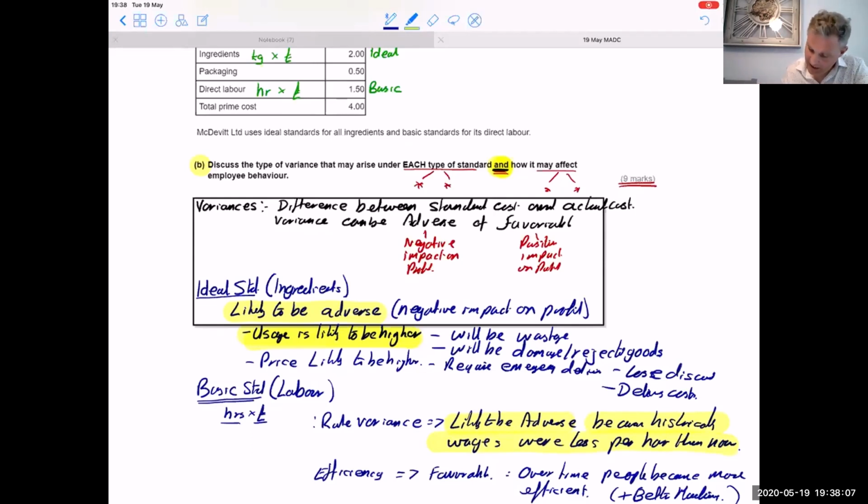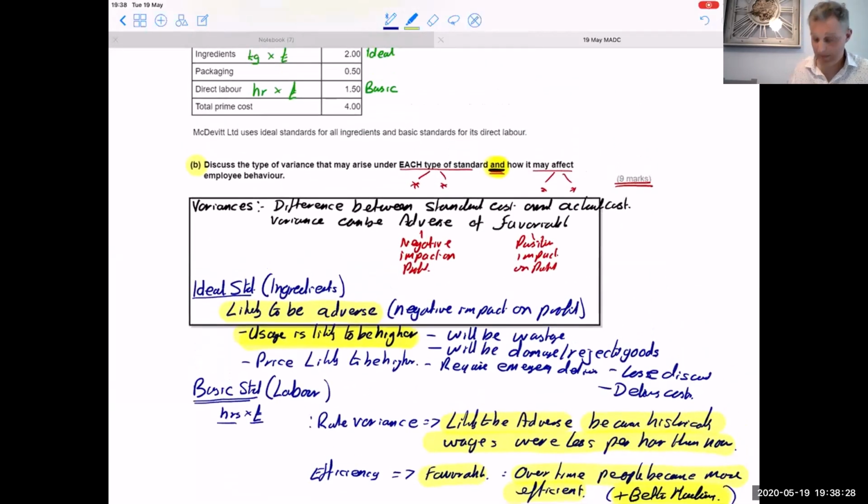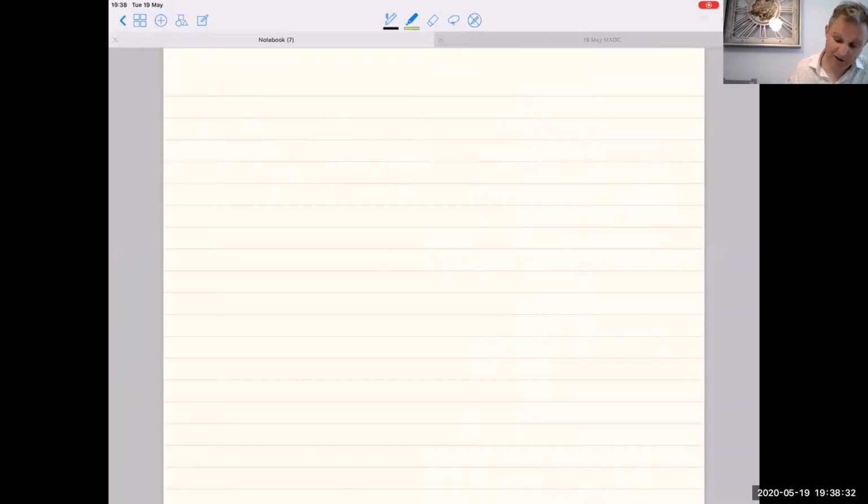And then efficiency likely to be favourable. Over time, people become more efficient. I've just made a little note here. I'll put it in a sentence. We're also likely to have better machinery that's quicker and faster, and can produce things more quickly. Now, I'm going to go onto a separate page, because when I'm squashing stuff at the bottom of these pages, as you can see, my writing does tend to take a negative turn.